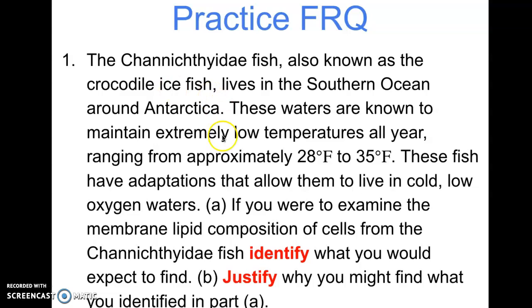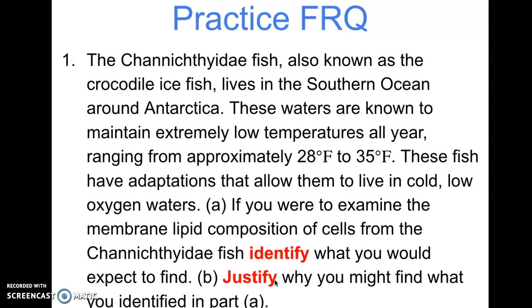These fish have adaptations that will allow them to live in the cold and low oxygen waters. Remember, if it's cold, there isn't a lot of oxygen probably either. Okay, so if you were to examine the membrane lipid composition of cells of this crocodile fish, what would you expect to find? You can pause and write it down if you want. Okay, and justify why you might find this. So you can pause and write it down.